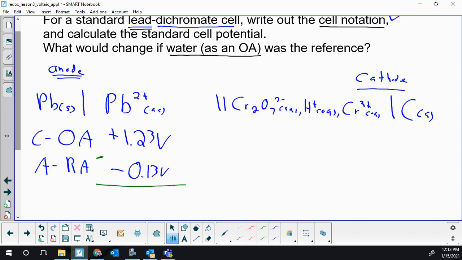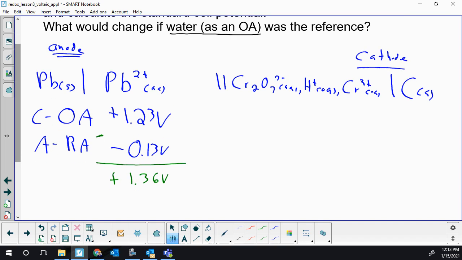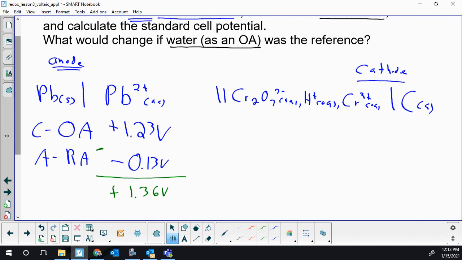So I put in a green subtraction. We have a positive number, then we subtract, and then we've got a negative number. I get a positive answer. I encourage you to put in that positive sign. It reinforces to me, the teacher, that you know it's spontaneous. 1.36 volts. That is the standard cell potential.